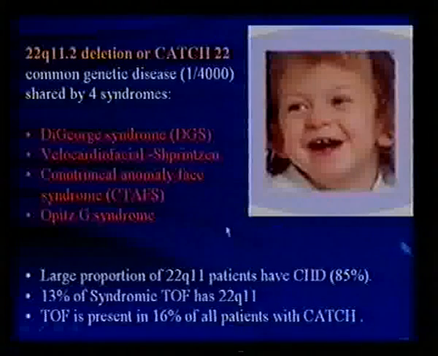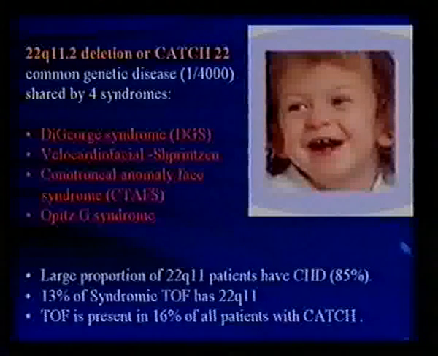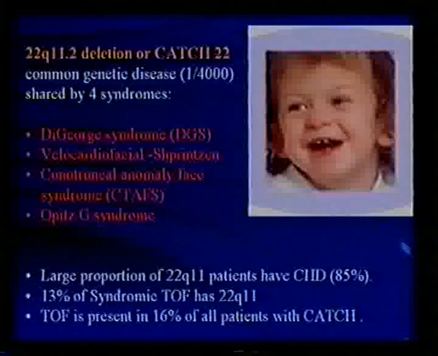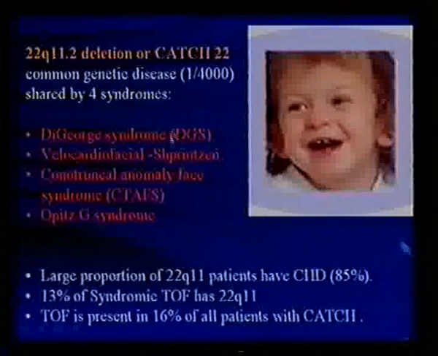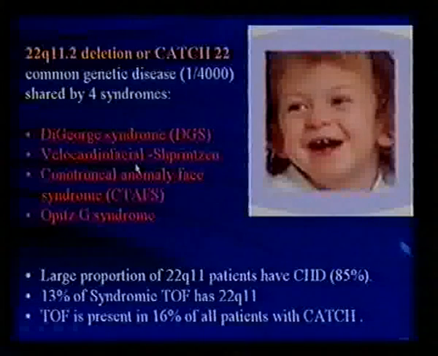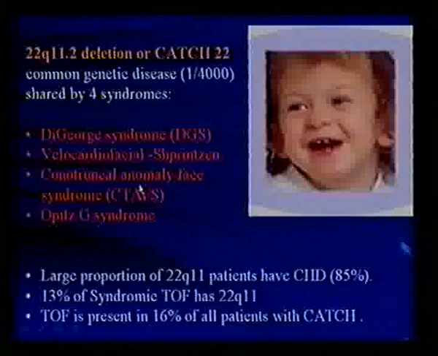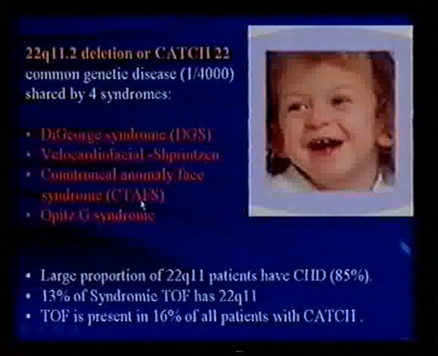And one of these gene deletions that is well known to us as cardiologists is the 22q11 deletion. There's a deletion on region 11 on the long arm of chromosome 22. 1 out of 4,000 patients will have this deletion. This has been reported in various syndromes, including the well-known DiGeorge syndrome, the velocardiofacial syndrome, the conotruncal anomalies, and others.